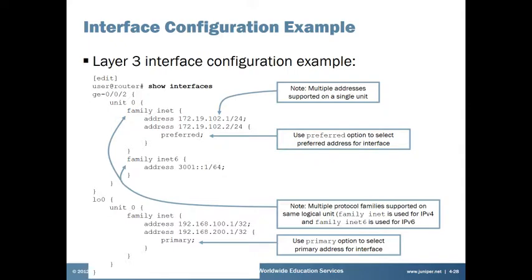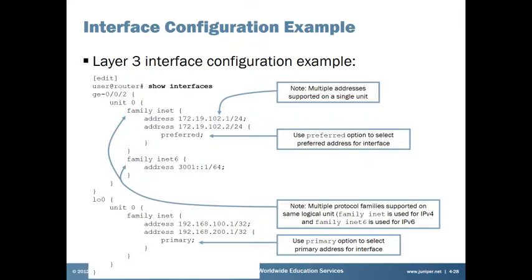Okay, and we can use the preferred option for one of the addresses. Now, why would I be using the preferred option? What does that do? Essentially, if I am pinging something on that network, the preferred address is my source address for my ping.